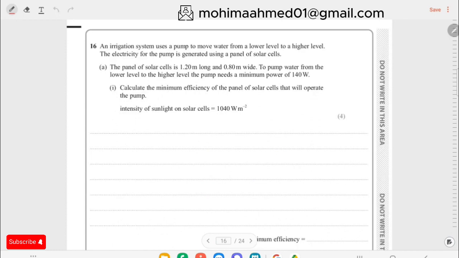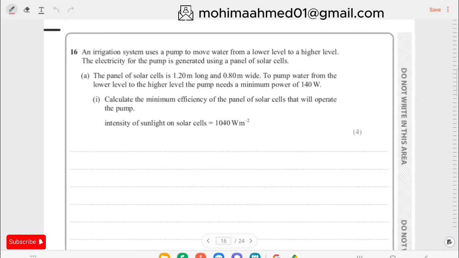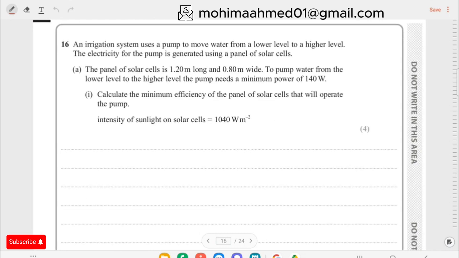Question 16. Okay, this one says that an irrigation system uses a pump to move water from a lower level to a higher level. The electricity for the pump is generated using a panel of solar cells. The panel is 1.2 meters long and 0.8 meters wide. To pump water to the higher level, the pump needs a minimum power of 140 watts. We need to calculate the minimum efficiency of the solar cells that will operate the pump, and the intensity of the sunlight on the solar cells is 1040 watts per meter squared.